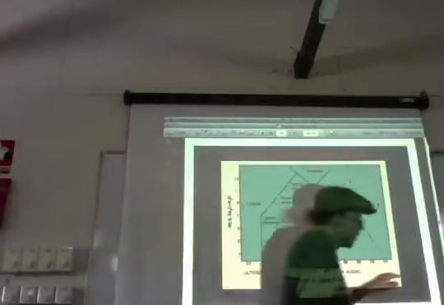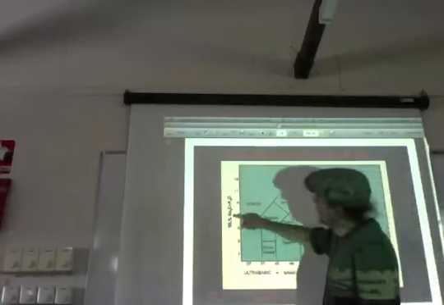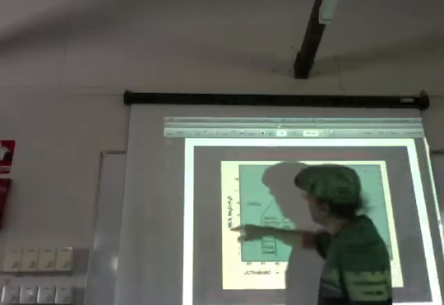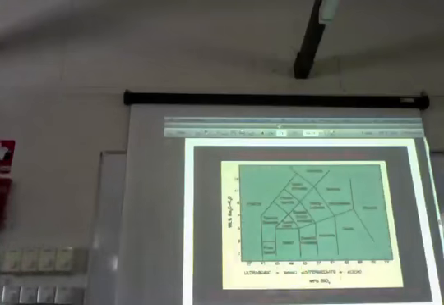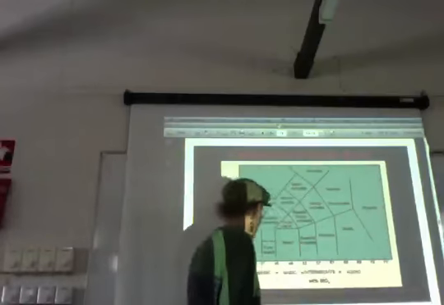Here on the x-axis we have the SiO2 concentration, and on the y-axis we have the alkalis, sodium oxide and potassium oxide. So in this diagram, sodium oxide and potassium oxide are added together and plotted against the silica concentration.